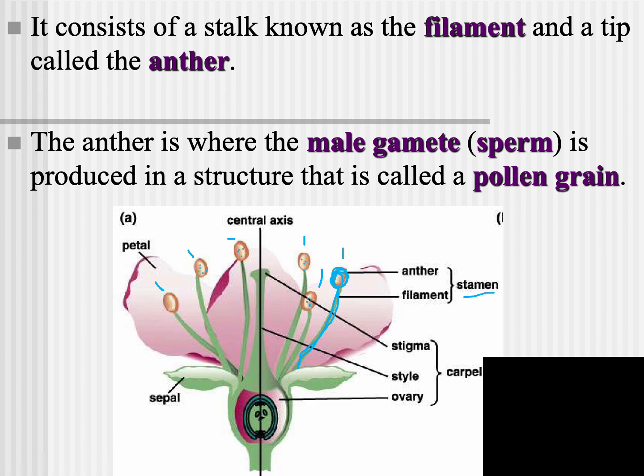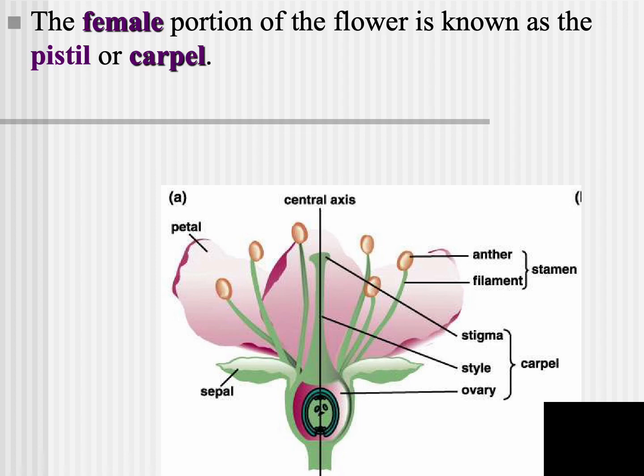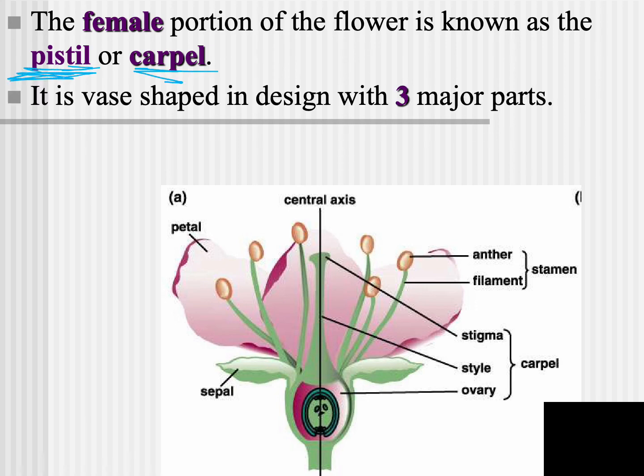So if you think about a flower, this particular flower, if we compared it to a human, essentially has 6 penises. So now we're going to take a look at the female flower part, the carpel. The carpel is made up of 3 parts. Carpels are also known as pistils, pistil or carpel.